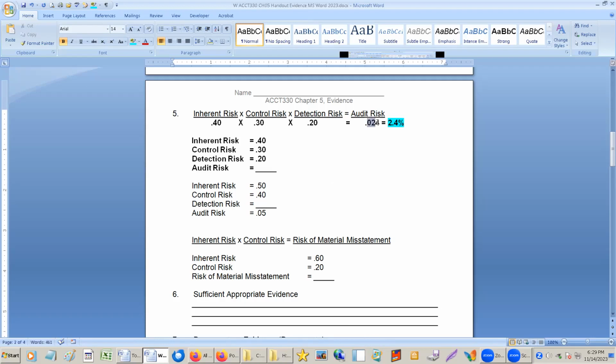First of all, did I get the right number? Is that what you guys got? I think that's right. 2 times 3 would be 0.6. I think that's it. Yeah. So this would be the audit risk.